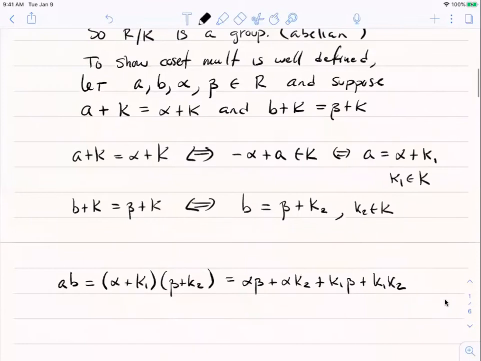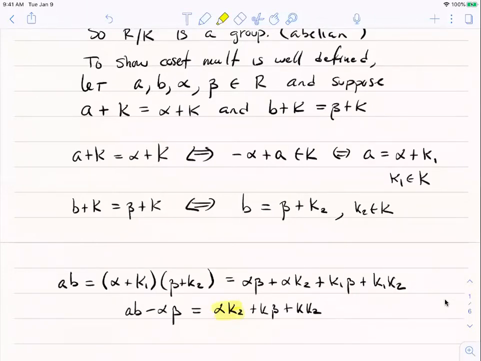Okay, and I'm going to rewrite this equation. Oops, I'm just about out of room. This proof better wrap up soon. So I've got AB minus alpha beta is equal to alpha K2 plus K1 beta plus K1 K2. All right.